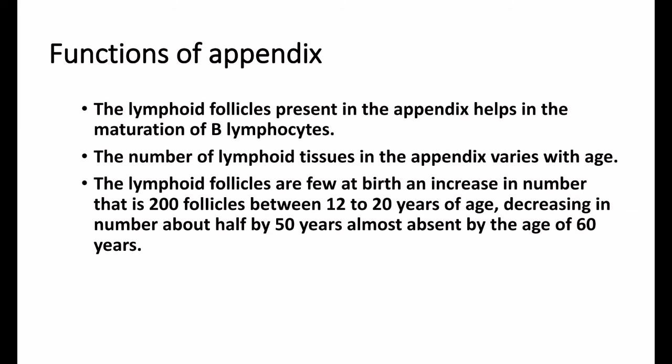Functions of appendix. The lymphoid follicles present in the appendix help in the maturation of B lymphocytes. The number of lymphoid tissues in the appendix varies with age. The lymphoid follicles are few at birth. They increase in number, about 200 follicles between 12 to 20 years of age. Then they decrease in number, about half by 50 years, almost absent by the age of 60 years.